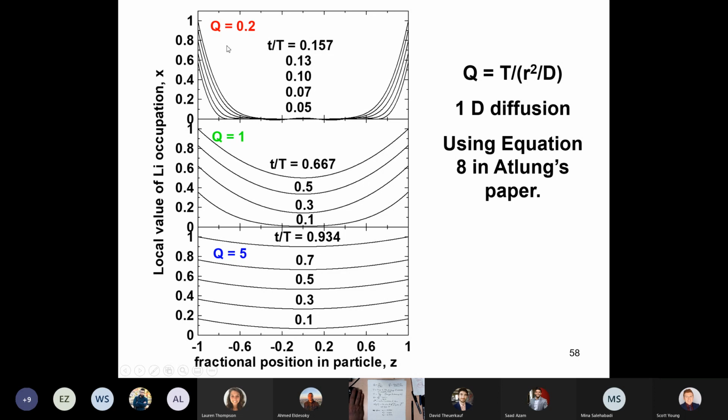And then if you go to Q equals 0.02, now you can see that the concentration gradients in the particle are incredibly steep. And you reach a filled surface at only about 1/6 of the total time that you expect for the discharge to take.